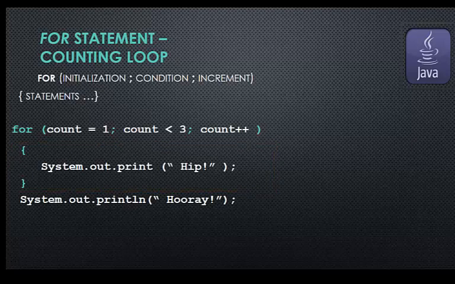This loop will start with a count of 1, print out the word hip, then add 1 to the count, check, is count less than 3? Yes, count is 2 now. Print out hip again, increment the count, count is now 3, which is not less than 3. So we are finished doing the loop body, and we move on to the rest of the code, which tells us to print out hooray. So the output from this code will be hip hip hooray. The required parts of the for are highlighted in blue.